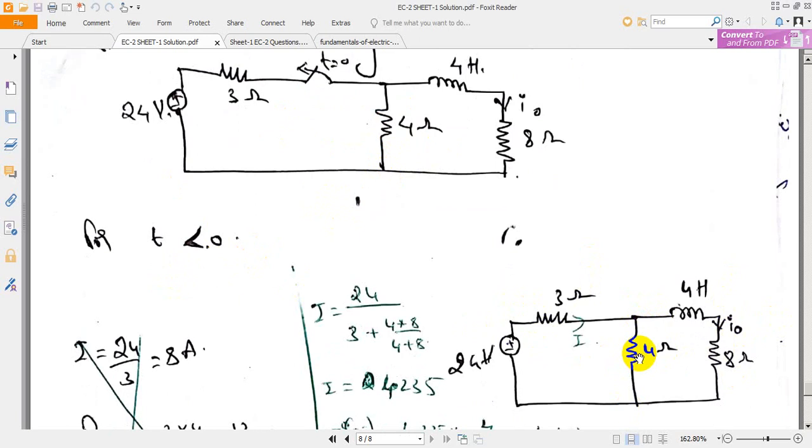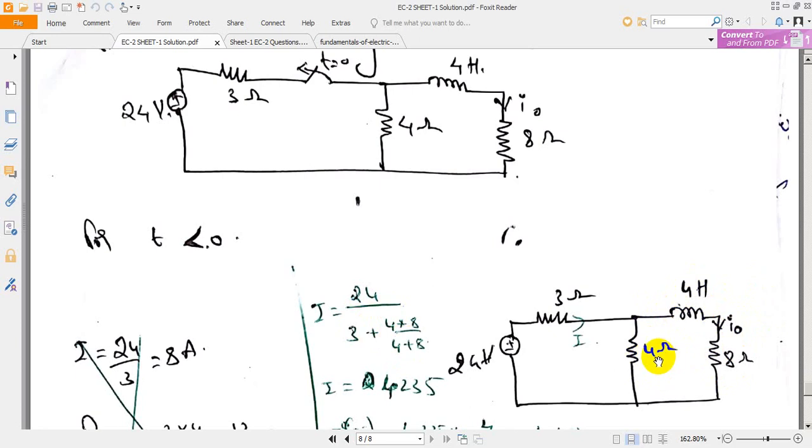Now what is happening? Current which is coming from here is getting divided here and here. Let us calculate the current before switching operation in the inductor. We call that current I naught, for which to calculate this I naught we need to calculate current I here. I is equal to V, by Ohm's law, V divided by this complete resistance, which is equal to 24 divided by 3 plus 4 plus, here this will get short circuited, so this will not be considered.